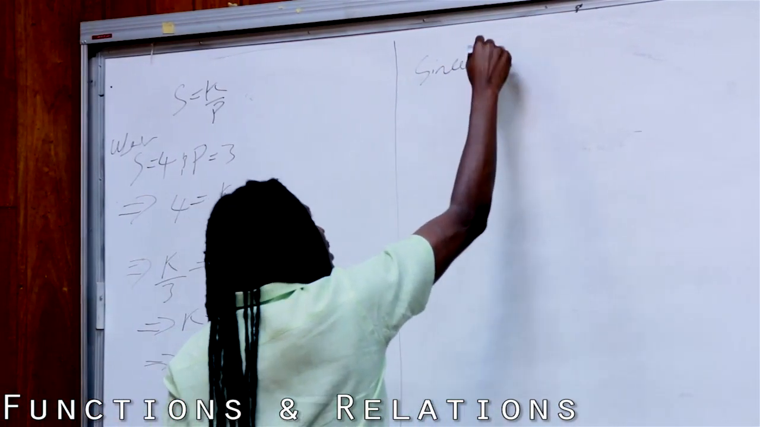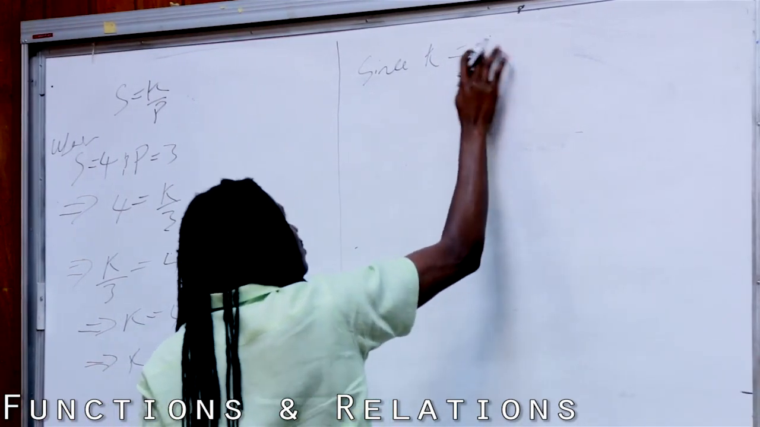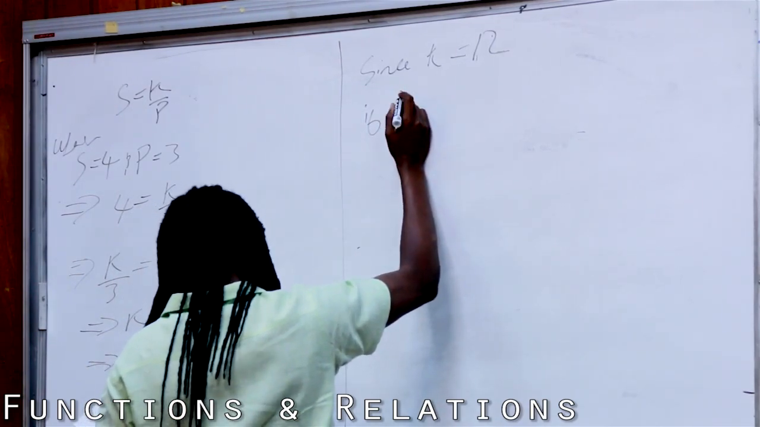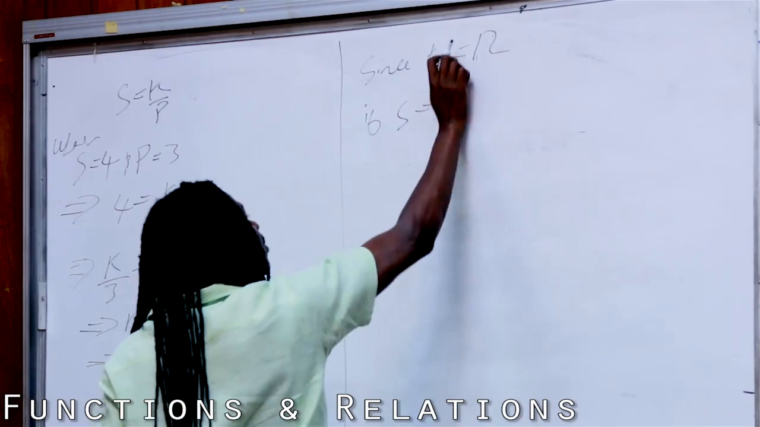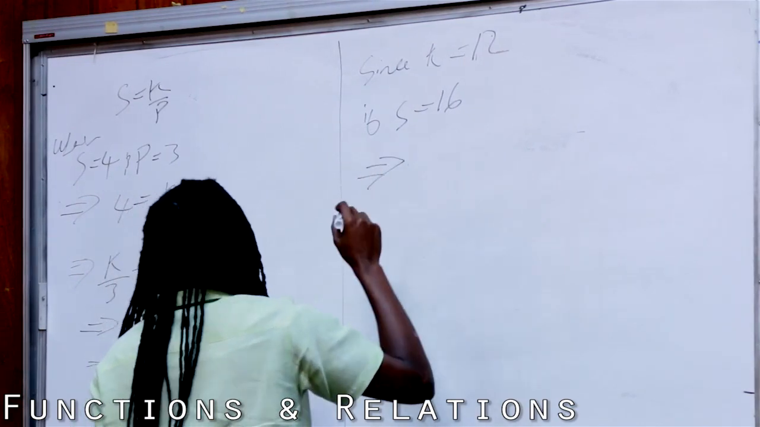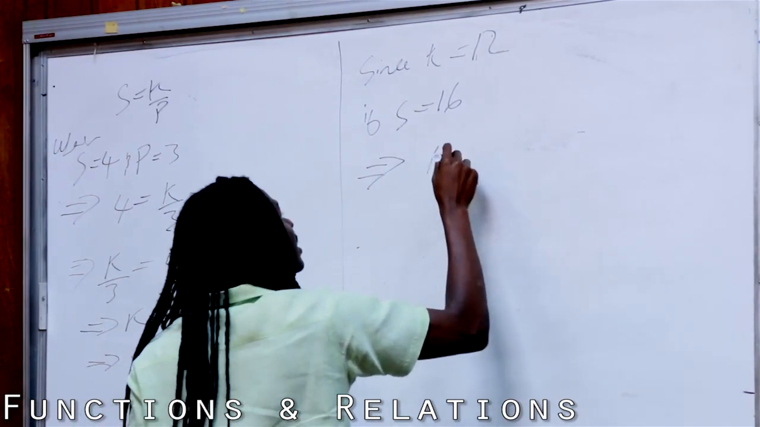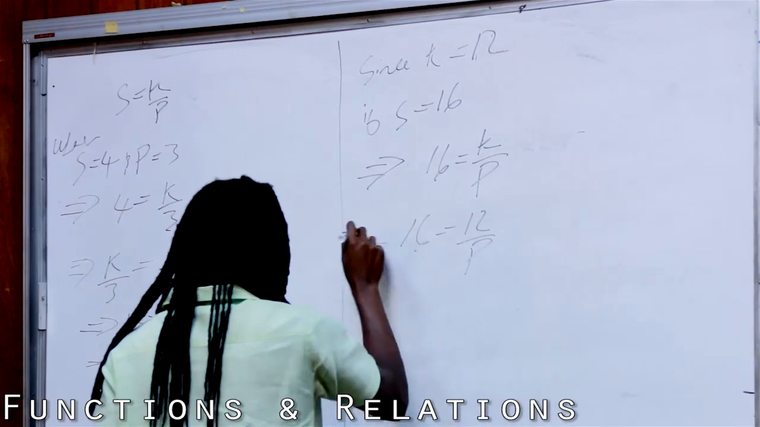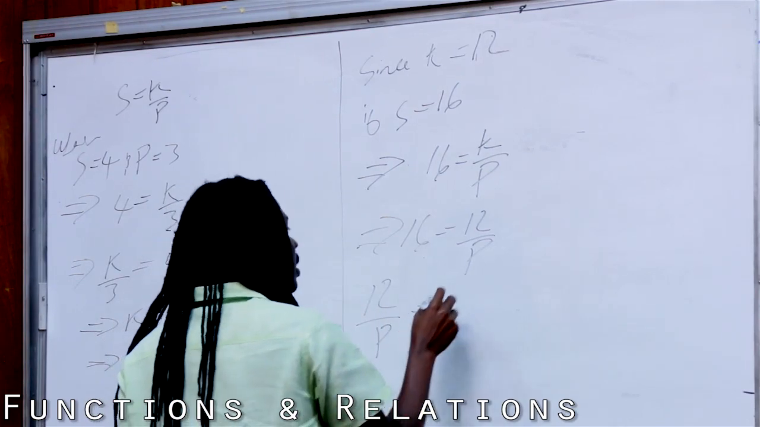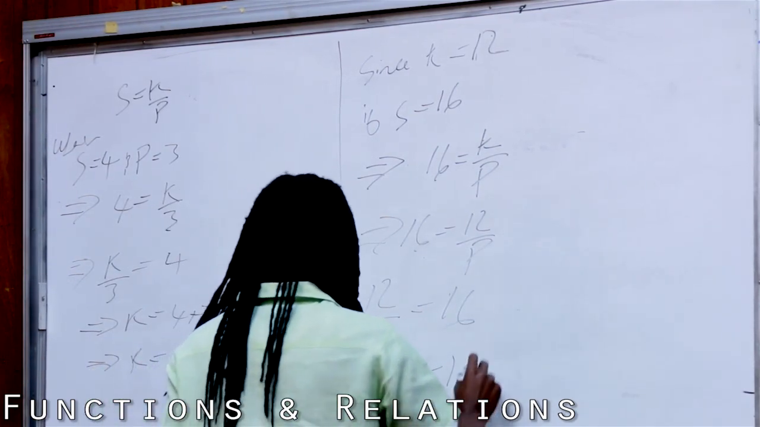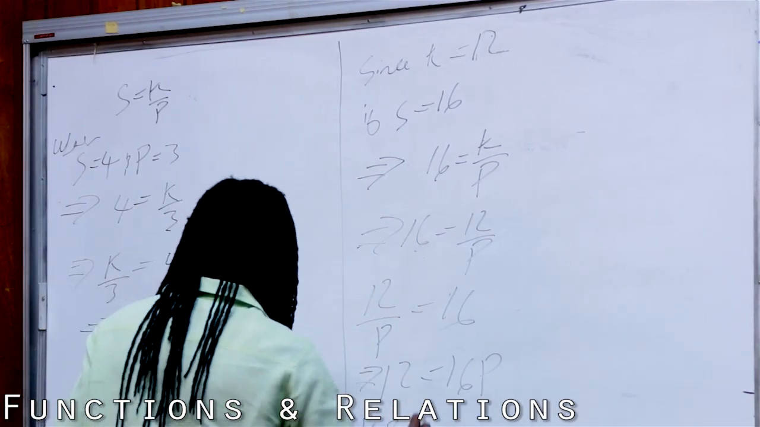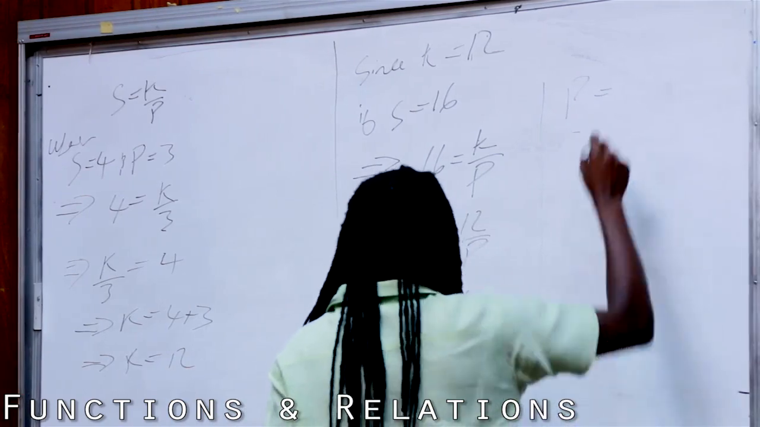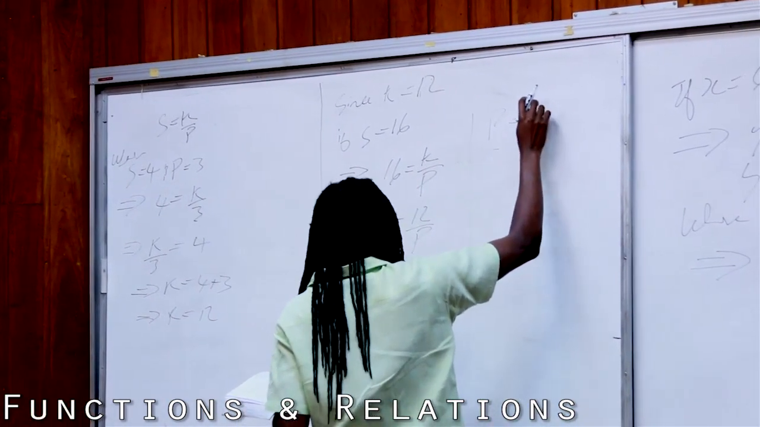Since k equals 12, what does it know? If S equals 16, it implies that 16 equals k over P, so 16 equals 12 over P. Then 12 over P equals 16, so 12 equals 16P. 16P equals 12, so P equals 12 over 16.